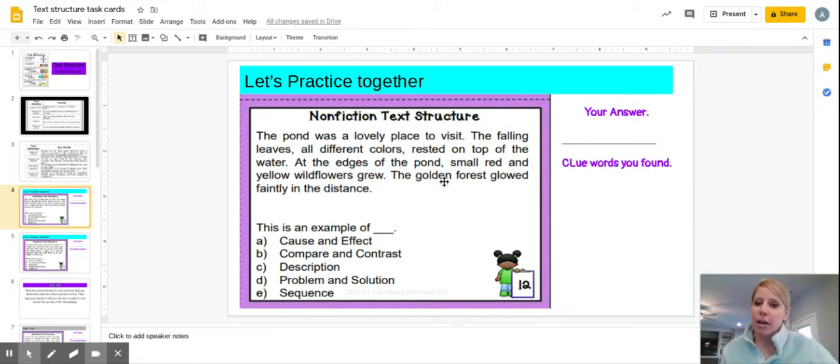So here's our first passage. It says, "The pond was a lovely place to visit. The falling leaves, all different colors, rested on top of the water. At the edge of the pond, small red and yellow wildflowers grew. The golden forest glowed faintly in the distance." So you need to ask yourself, what text structure is the author using in this passage? Are they using cause and effect, compare and contrast, description, problem and solution, or sequencing?